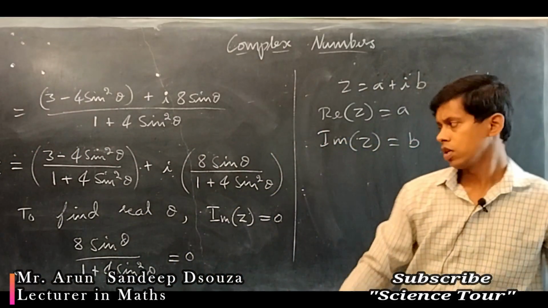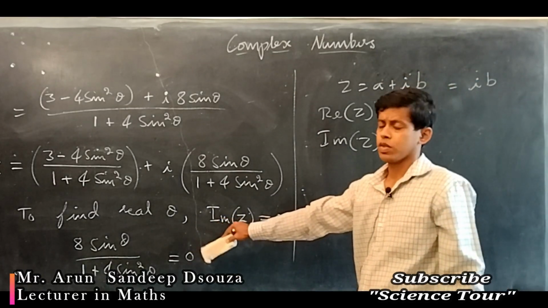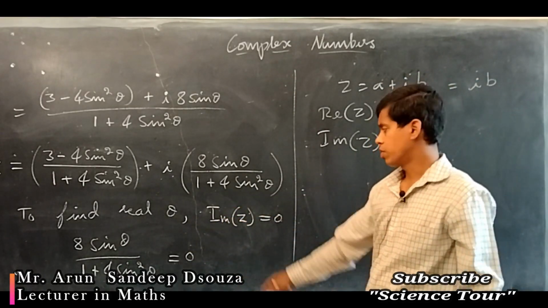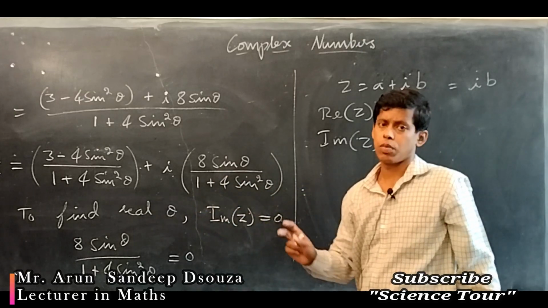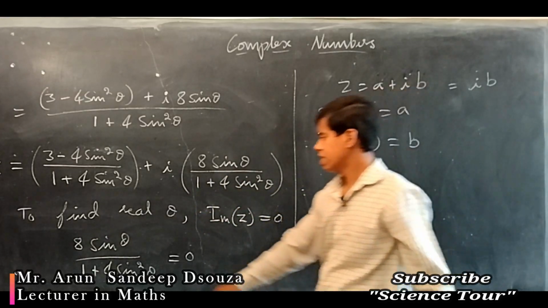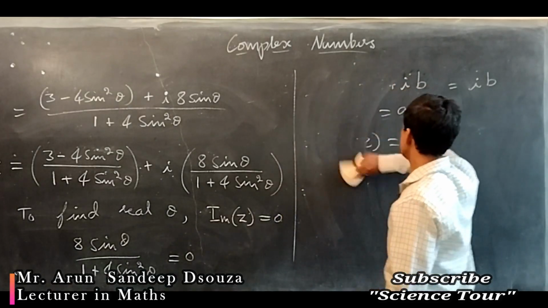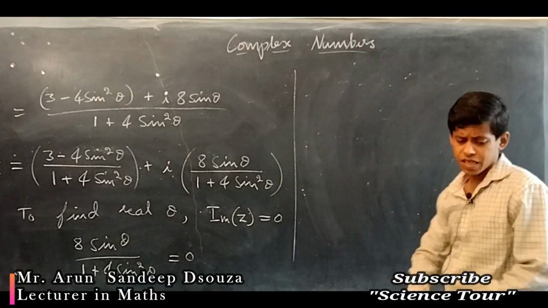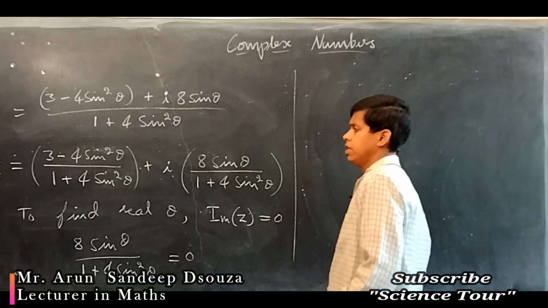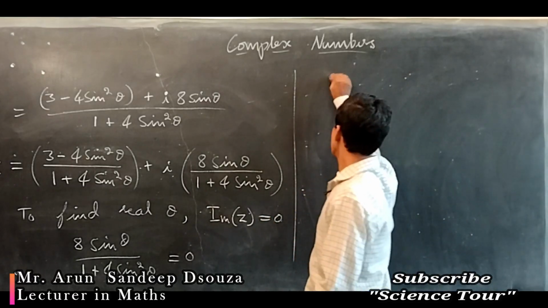Okay, so this part is very important. So we find the real theta, the imaginary part should be 0. Now bring that denominator to the right hand side, RHS. So if you bring it to the right hand side, what will happen?